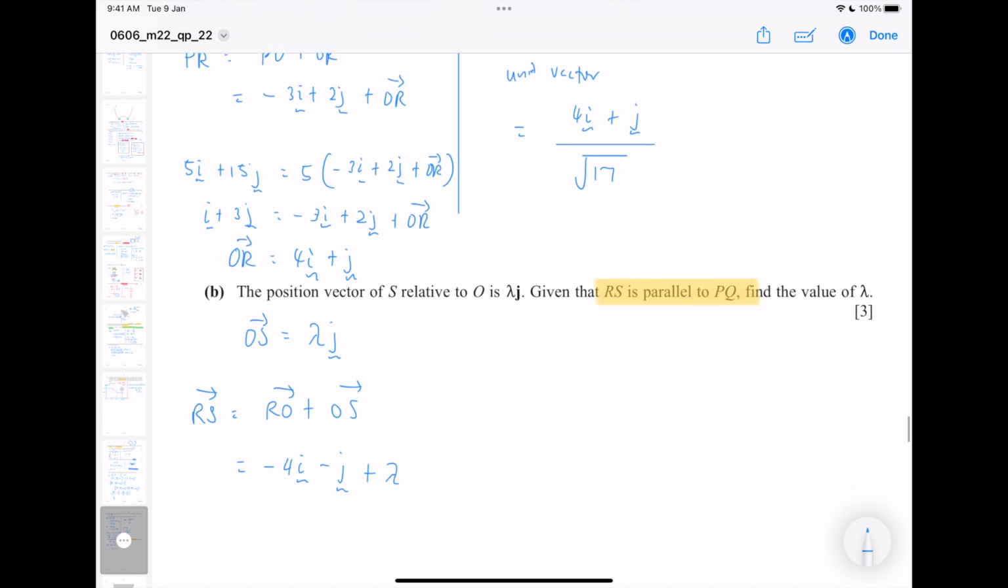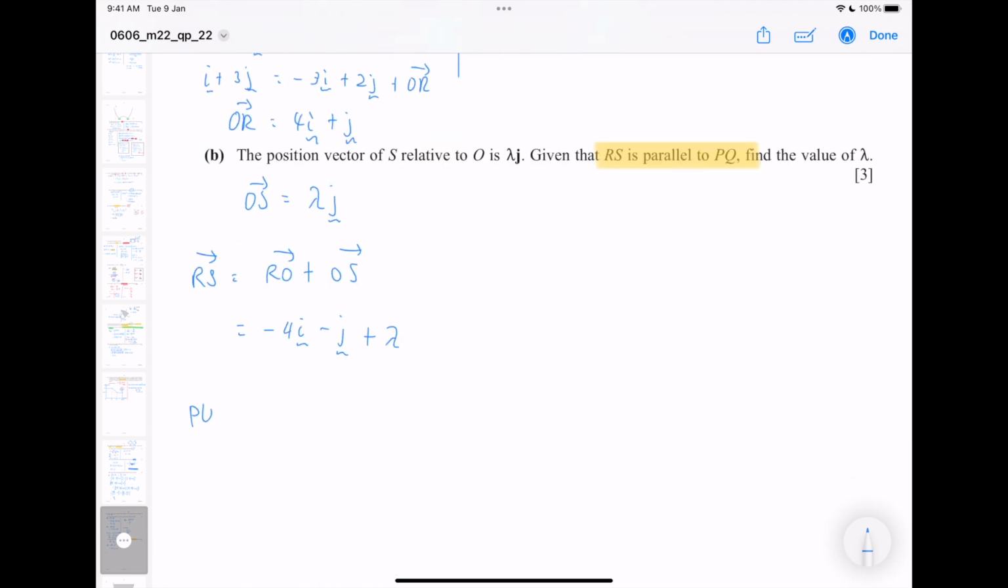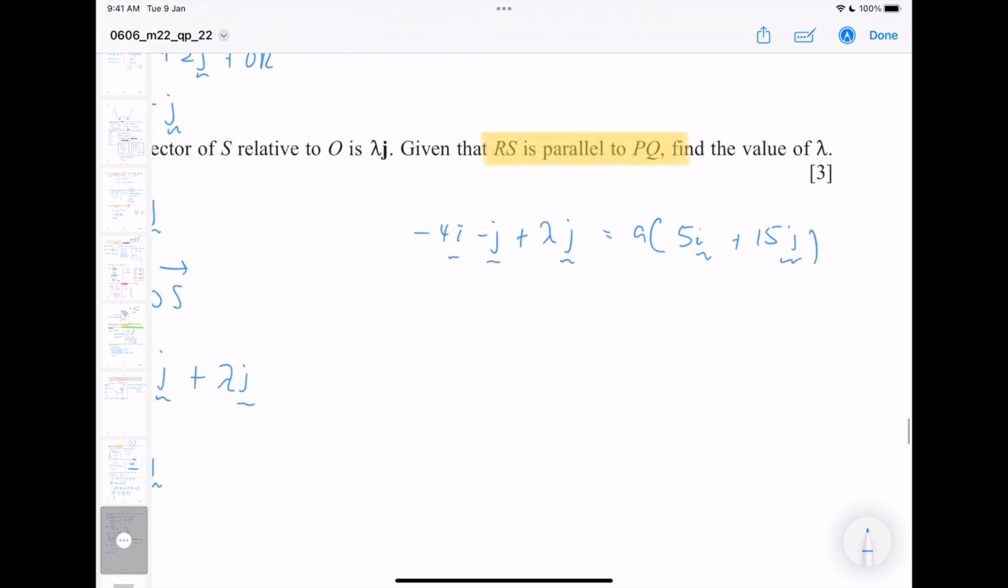Okay, now let's do PQ, which we already have, right? PQ is just 5i plus 15j. PQ is 5i plus 15j, and they are parallel, which means they are scalings of one another. All right, negative 4i, and that lambda is j. Forgot. Okay, negative 4i minus j plus lambda j should equal a of 5i plus 15j.